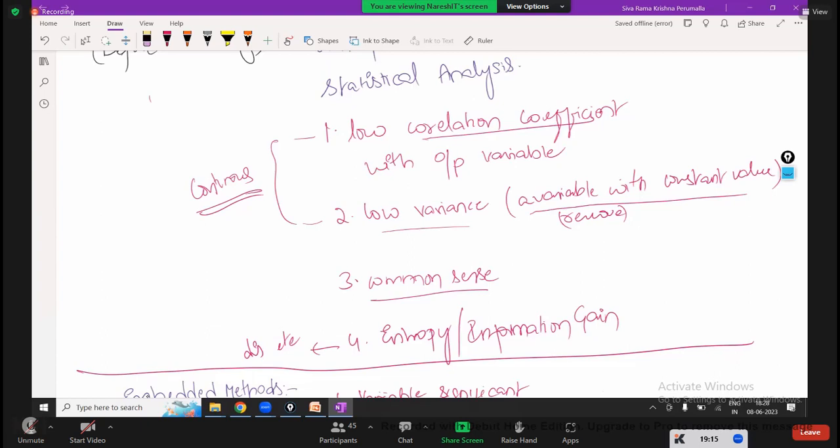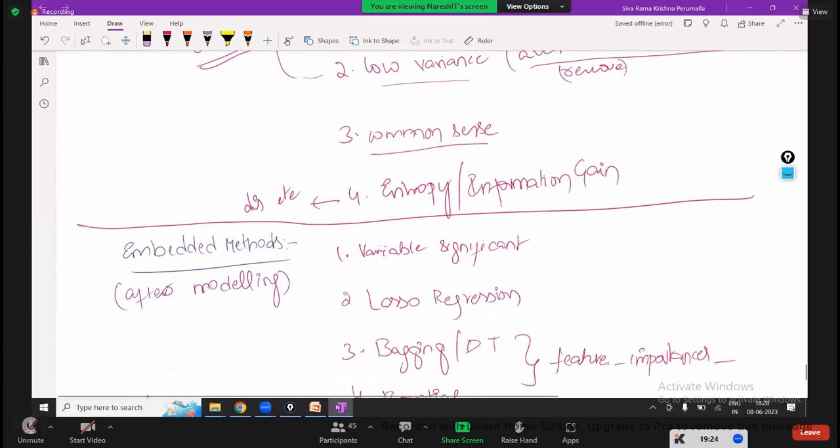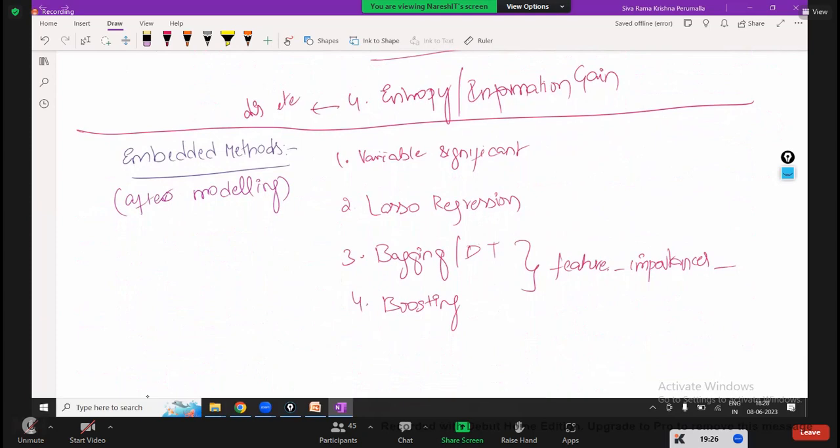If I had explained this at the starting itself, before the classification algorithms, you would not have understood. That is, in the embedded methods, the bagging technique or boosting technique, and using the feature importances, you didn't know at that time. Now you know, because we have completed this, what is the meaning of feature importances and how the model will identify the feature importance.